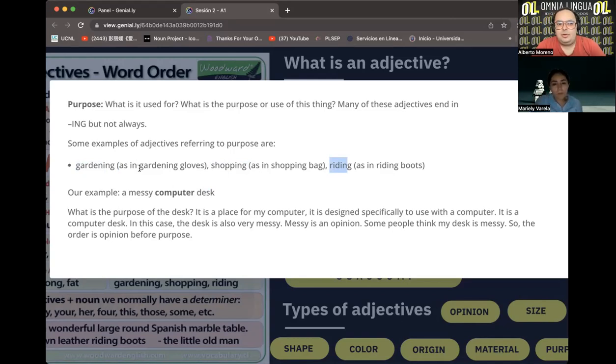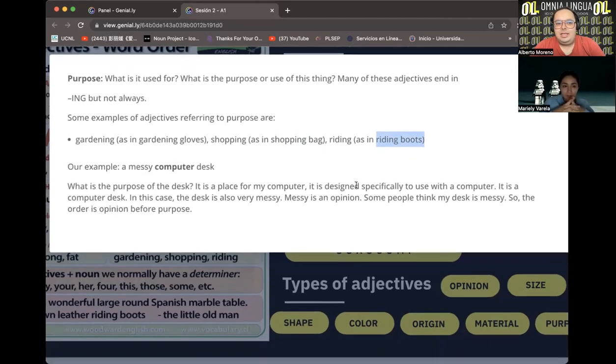el artículo. Por ejemplo, aquí, gardening gloves, lo que nos está indicando es que los guantes están hechos para el jardín, guantes de jardinería. Shopping bags, bolsa para las compras, como las que venden en HEB, que ahora son muy populares, pero antes eran de plástico. O riding boots, que son botas para montar. Por lo general traen espuelas y es para pegarle a los caballos. ¿Okay? O, por ejemplo, aquí my computer desk, que es un escritorio para computadora.